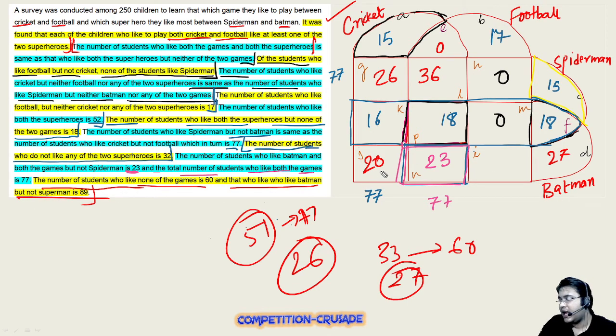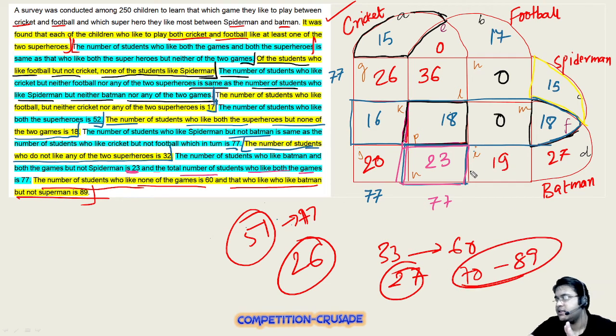So if you add 20, 40, 60, 63, 70, 70 is already there. I need to make it 89. So 70 to 89, 19 more is required. This is 19. So this solves it.